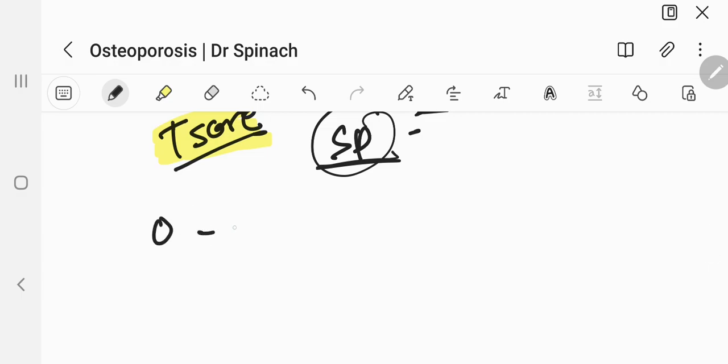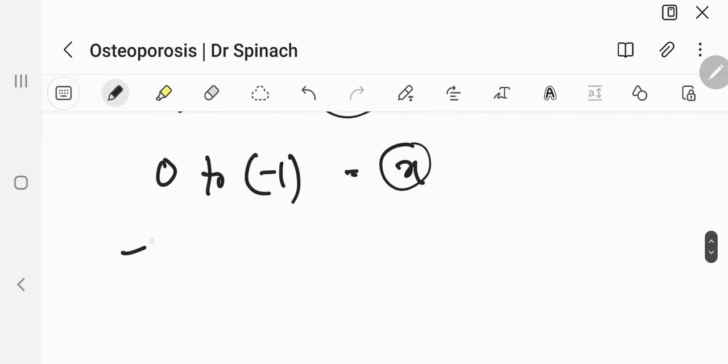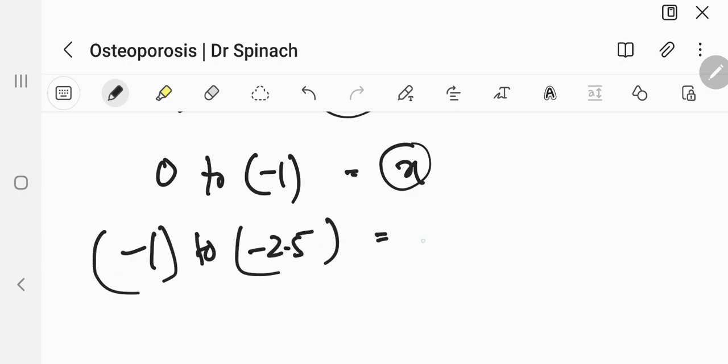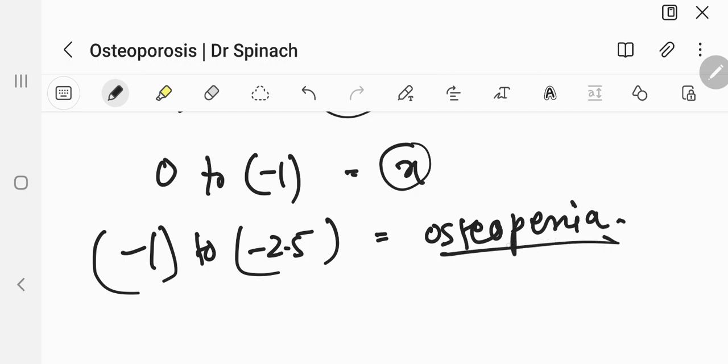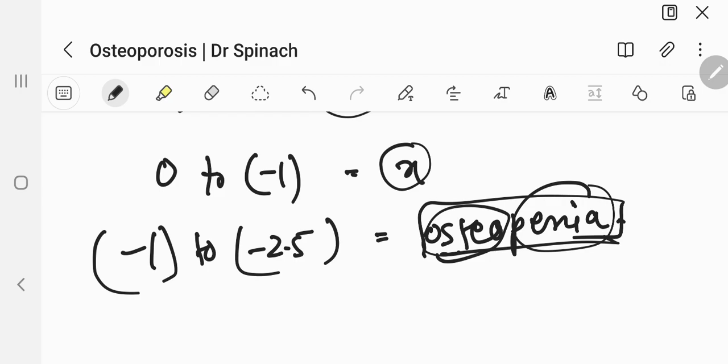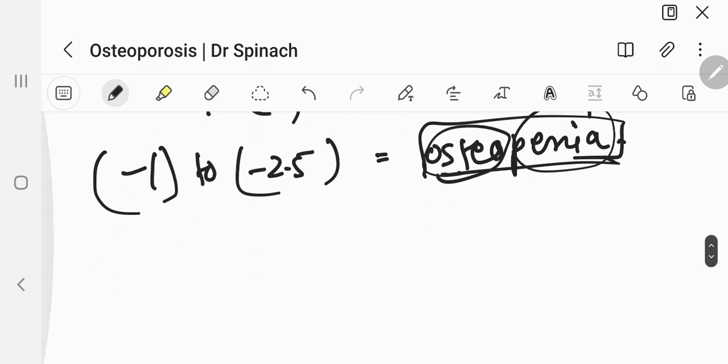If it is 0 to -1 standard deviation, then this is considered normal. If it is -1 to -2.5 standard deviations, then this is the medial range where the bone is getting resorbed, you can say. So osteopenia. This is the stage of, penia means less, osteo means bone. So this is a stage where the bone is less.